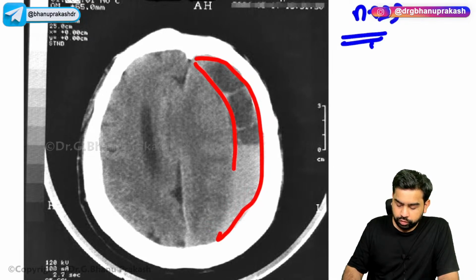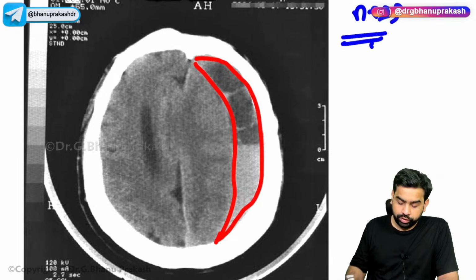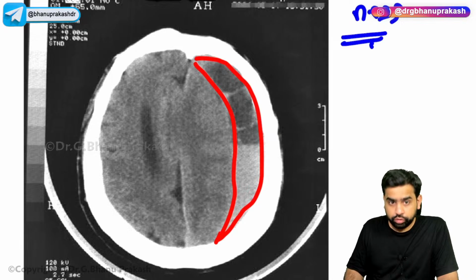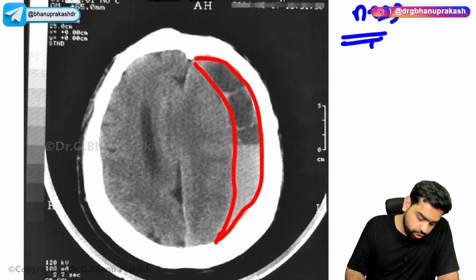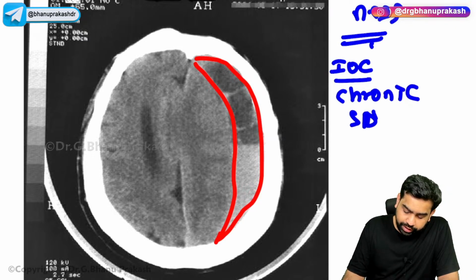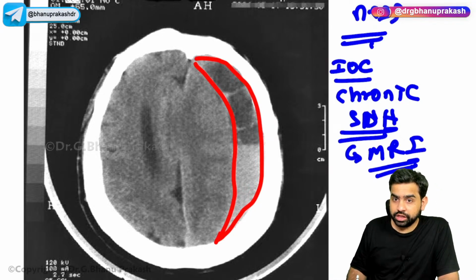Okay, so what do you have? You have a concavo-convex kind of a lesion, but at the same time, what you need to understand is that this particular portion is not that wide. As I've always told you, what is the investigation of choice for a chronic SDH? The investigation of choice for the chronic SDH is an MRI.